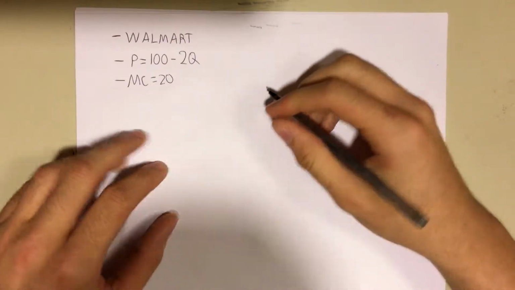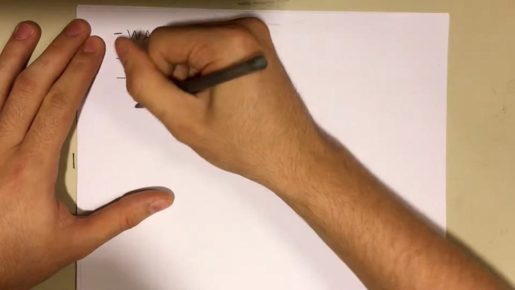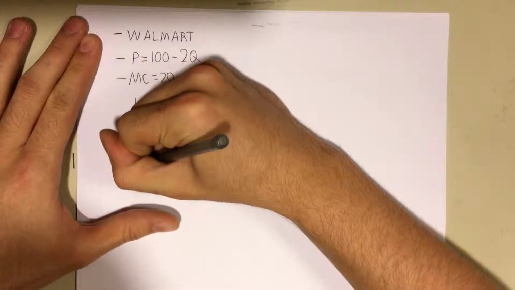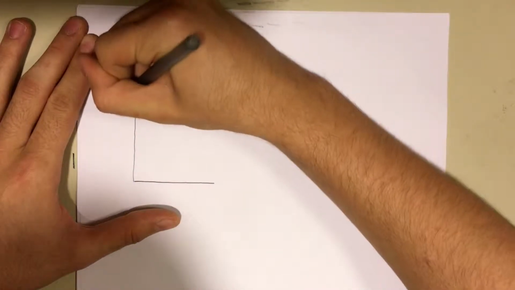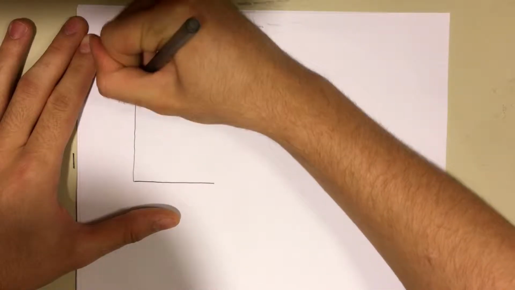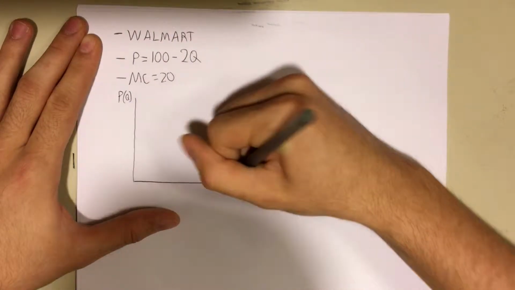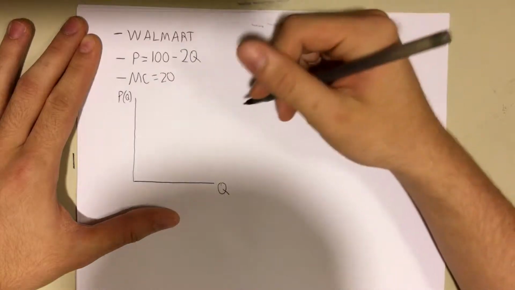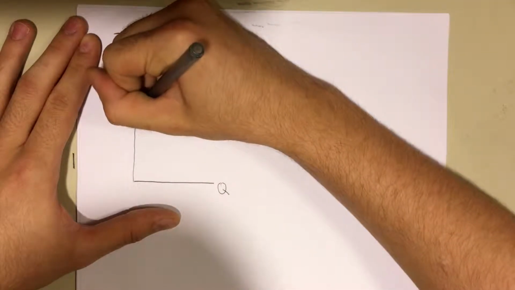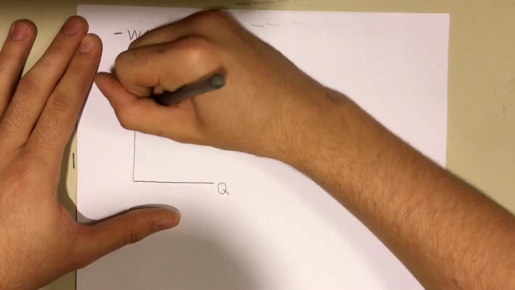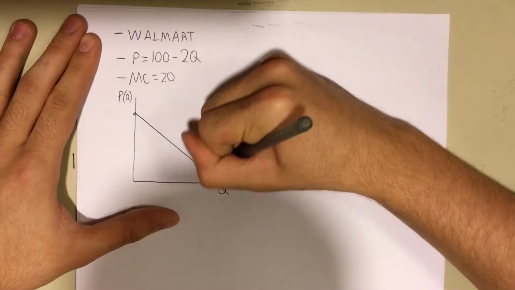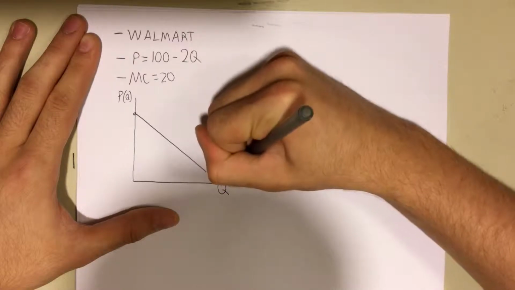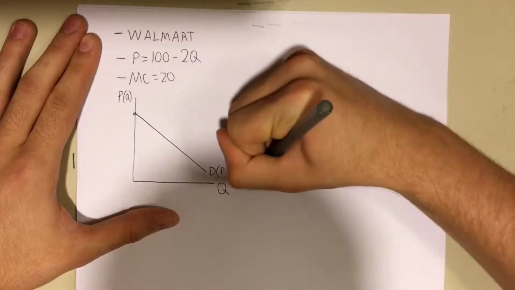Okay, so let's first plot that here, having price with respect to quantity on the vertical axis and quantity on the horizontal axis. And we're going to plot our inverse demand function first, where P equals 100 minus 2Q.